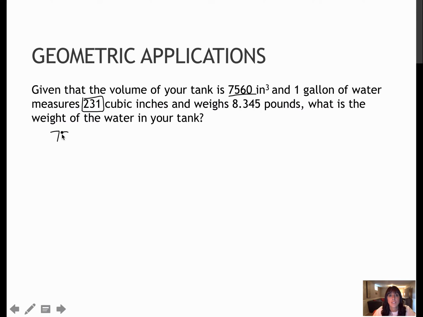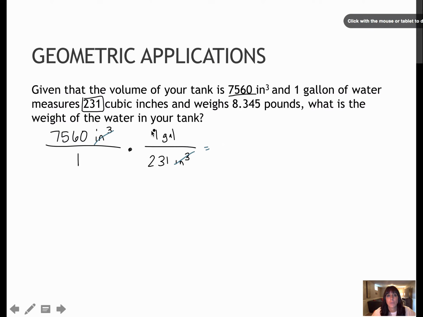So I'm going to take 7,560 cubic inches over 1, and then times 1 gallon per 231 cubic inches. Now notice that the inches cubed will cancel and my answer will be in gallons. Multiplying and dividing gives me an answer of 32.727, etc., repeating. Typically, I will leave that value in my calculator.